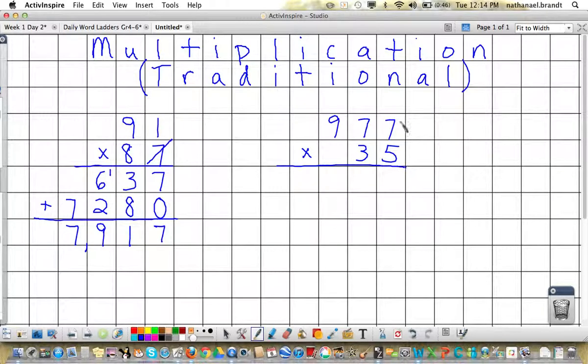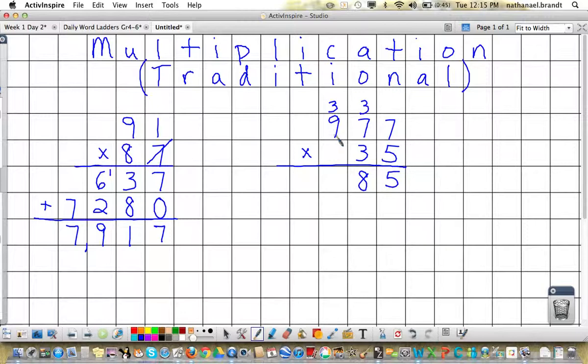And again, we start with the ones place on the top times the ones place on the bottom. 7 times 5 is 35. So we put our 5 down in the ones place. 3 is actually 30 from the 35. So that gets carried up to the tens place. Now we're multiplying the tens times the ones. So 7 times 5 is 35. Plus 3 more is 38. And we carry that 3 out to the hundreds place.